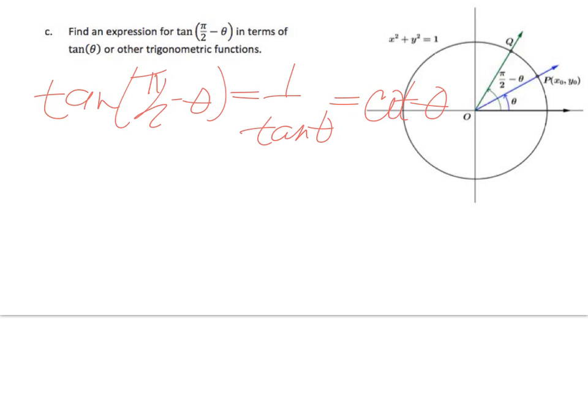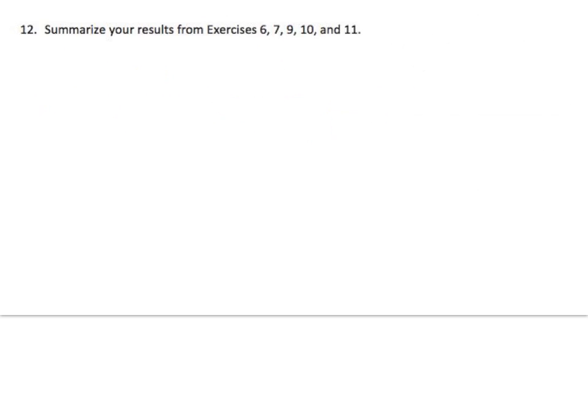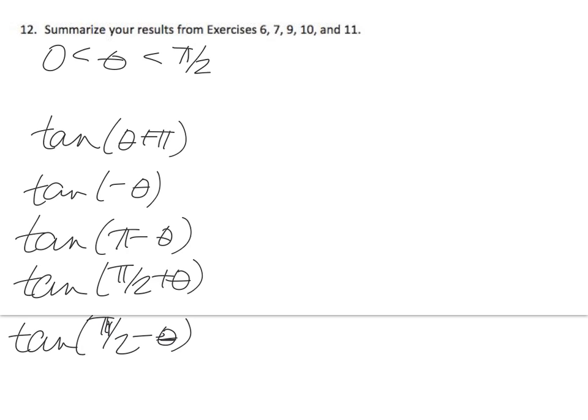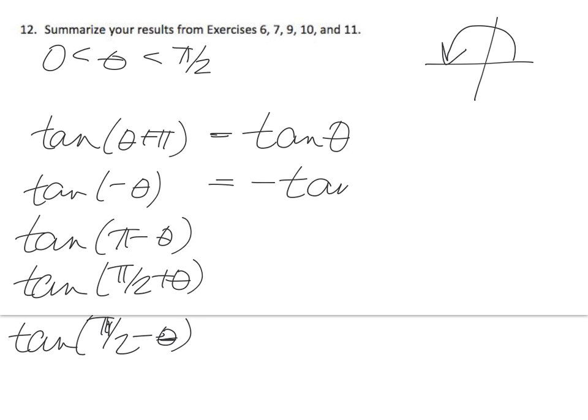Okay, let's summarize what we've done. This is what we did for all of those exercises. So tan of theta plus pi is the same as tan of theta. So remember, plus pi. Tan of negative theta is negative tan of theta. That was when we said that everything is odd. Tan of pi minus theta, so we have pi minus theta. That's when we went down here.